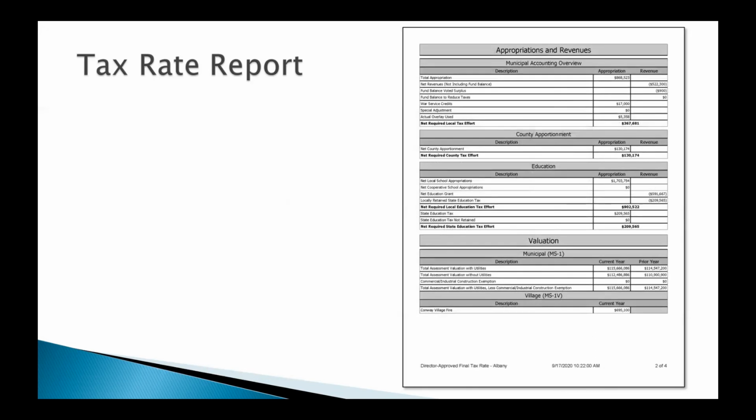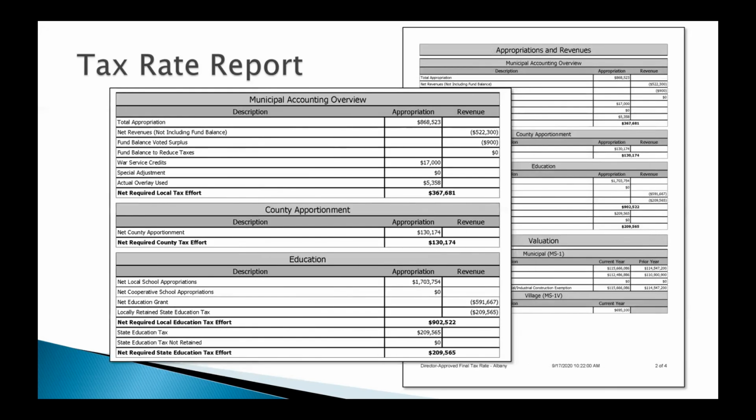If we go to the second page, first we have a breakdown of our municipal accounting. So you've got your appropriations and your revenue, war service credits, and your overlay to get you down to the net. So that right-hand column are all negatives. You've got your county apportionment, so the portion of the county's budget that is apportioned to your community. And then your education numbers to get you down to your net local ed and state ed.